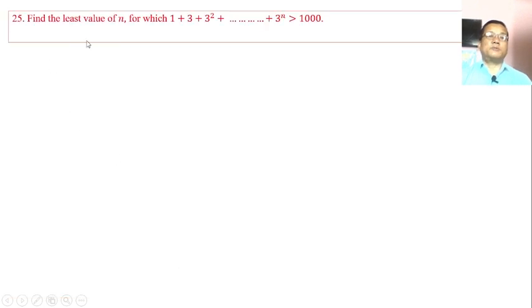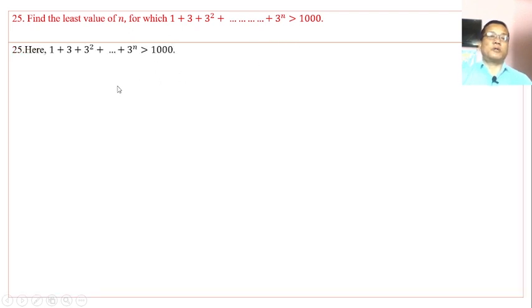Find the least value of N for which 1 plus 3 plus 3 square plus up to 3 power N is greater than 1000. We find the value of N by solving the inequality.